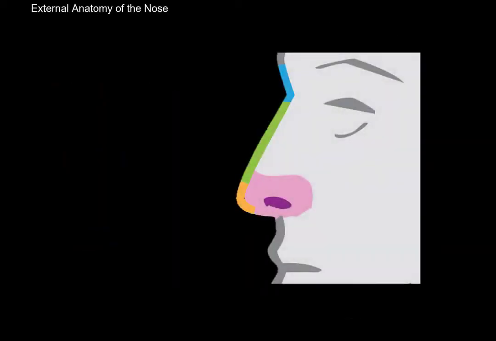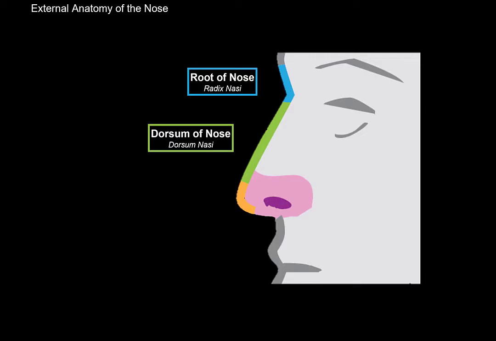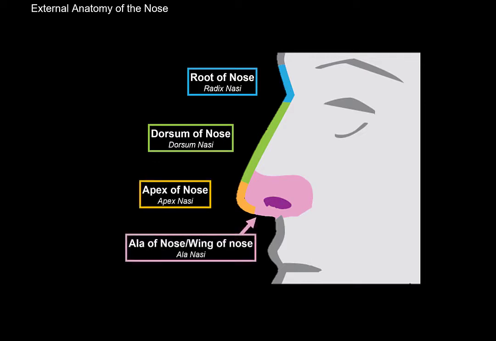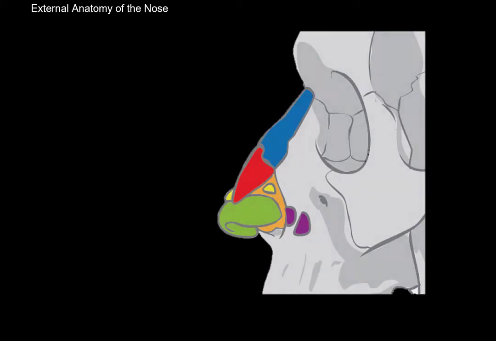So here you see a side view of the nose. There are actually anatomical names to each of the segments of the external nose, and here each are separated by color. So we have the root of the nose, the radix nasi, then we have the dorsum of the nose, and an apex, and then laterally we have the wings of the nose, or ala nasi, which go around the nostrils. Now, if we would remove the skin and the muscle layers, we will see the cartilage and bone.